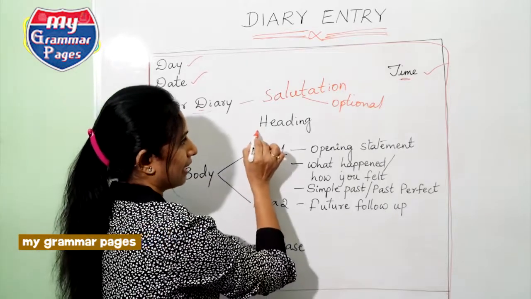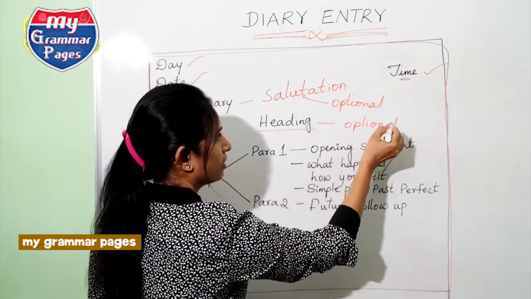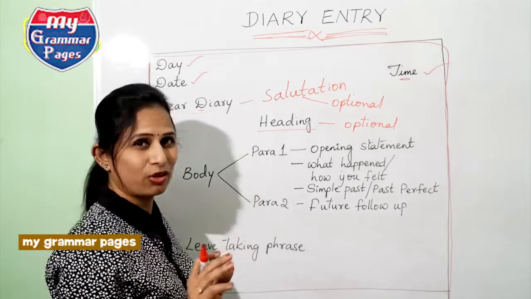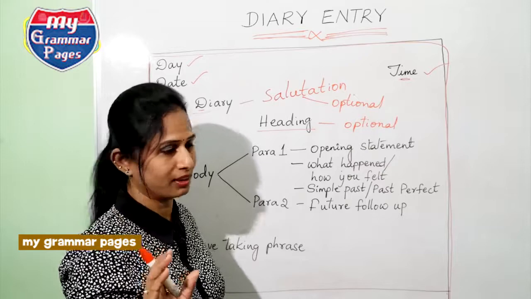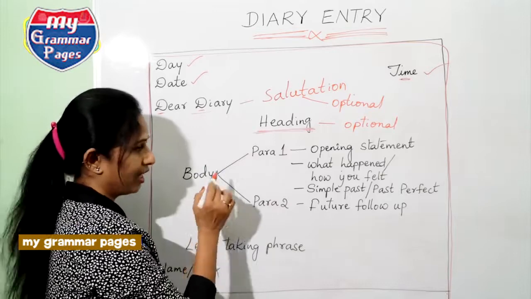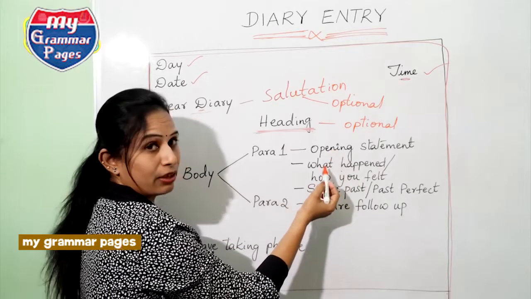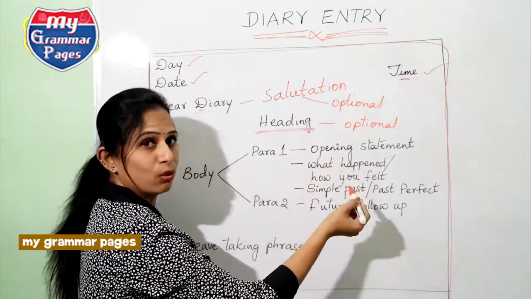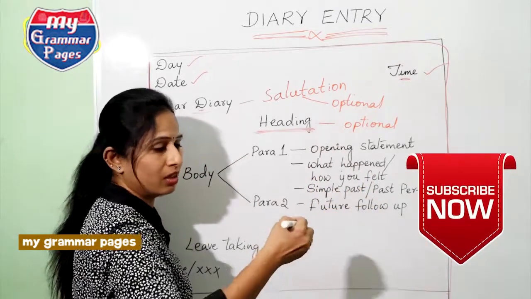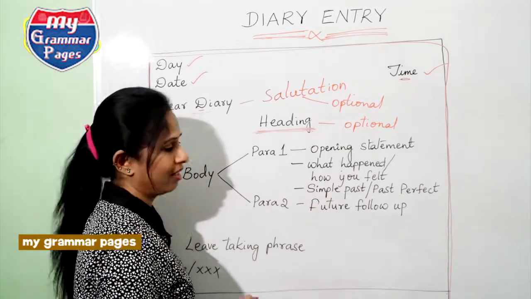And once again, the heading. This heading is an optional heading. Please do not write a very long heading if you do want to mention it. Make sure that it consists of only 4 to 5 words, and please underline the heading. Now coming to the body, as we discussed, paragraph number 1, an opening statement must be there, and you need to mention why you are sad, why you are happy, and what happened on that particular day, why you are writing all the things in your diary, and how you felt about that incident.